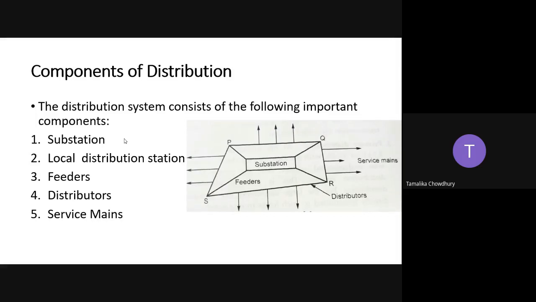Okay, if you have heard of bus bar, we will come to know about that bus bar. You will not understand now. So no tappings are taken directly from the feeders. So it is the distributors from where tappings are taken. Okay, you can see the arrows. The arrows are coming out from the distributors.